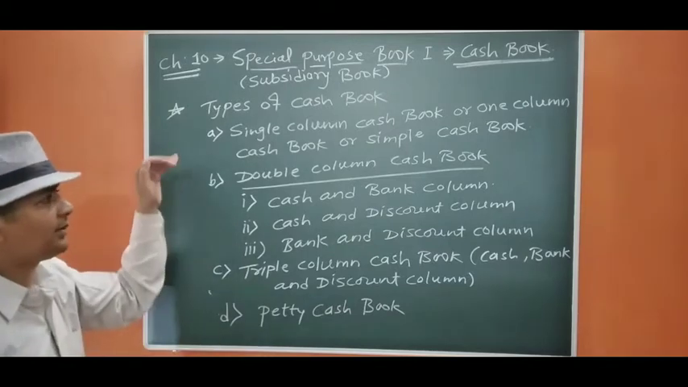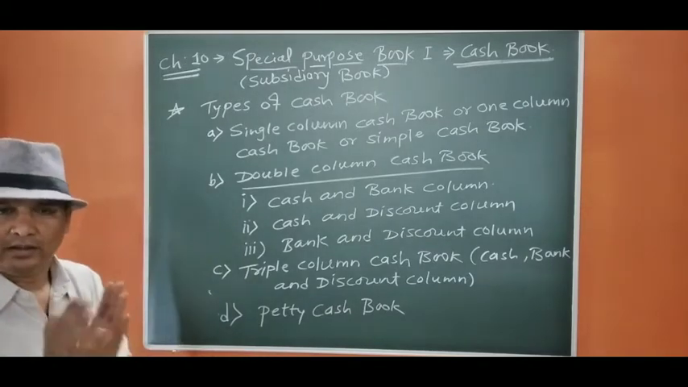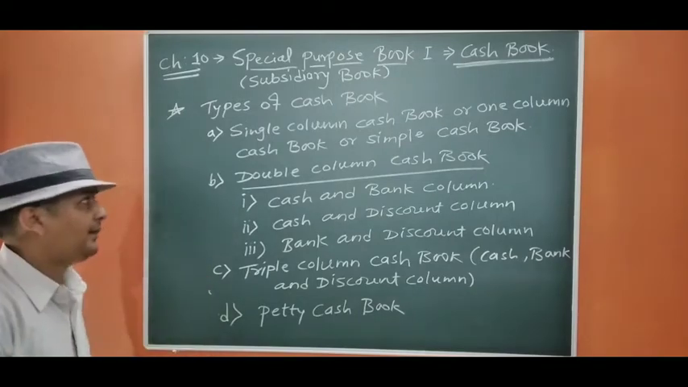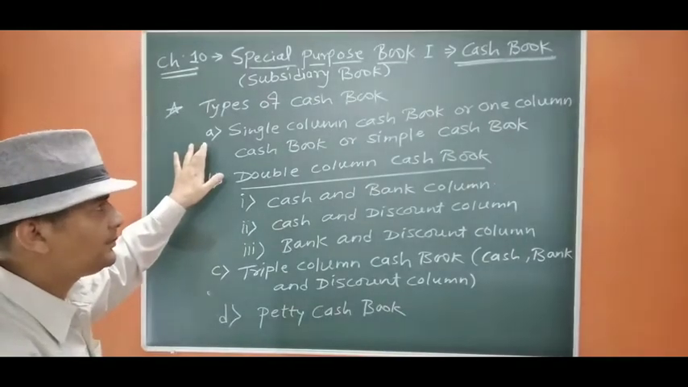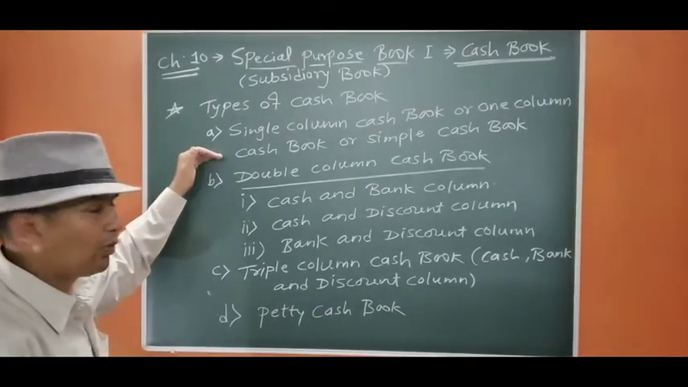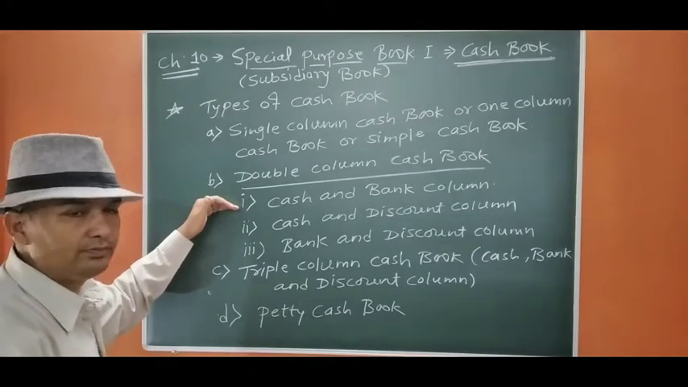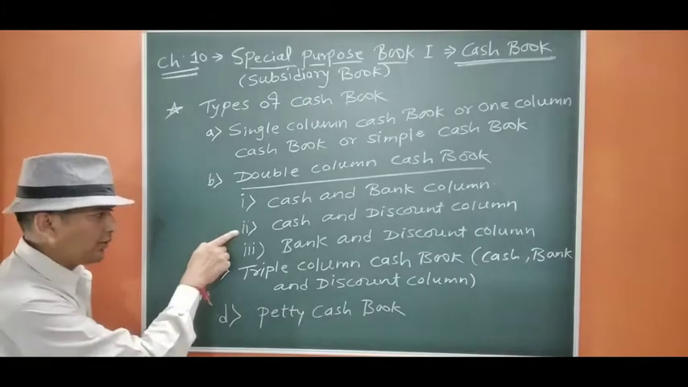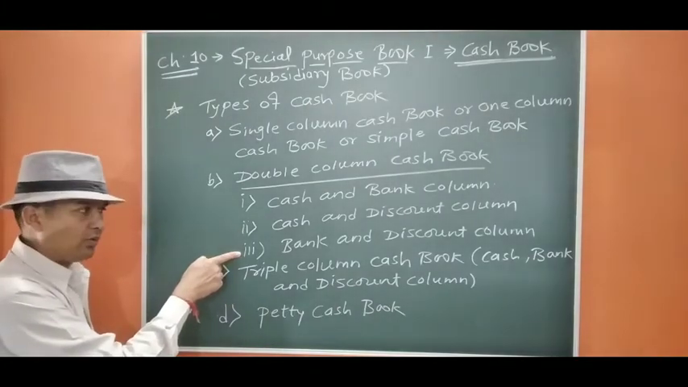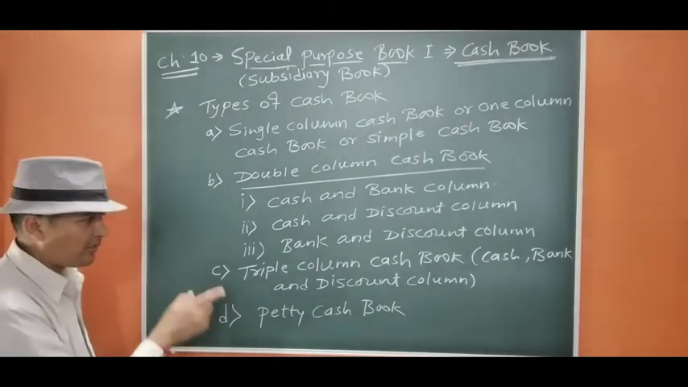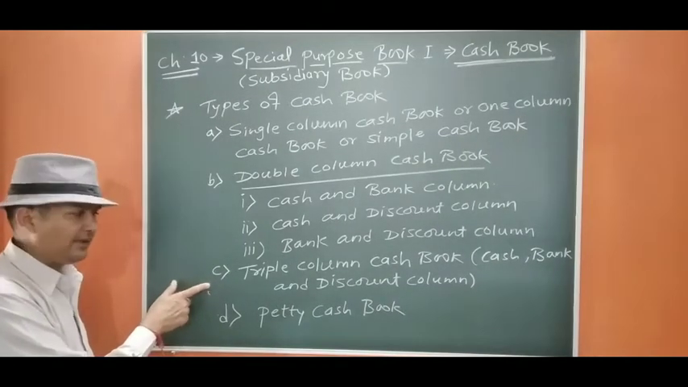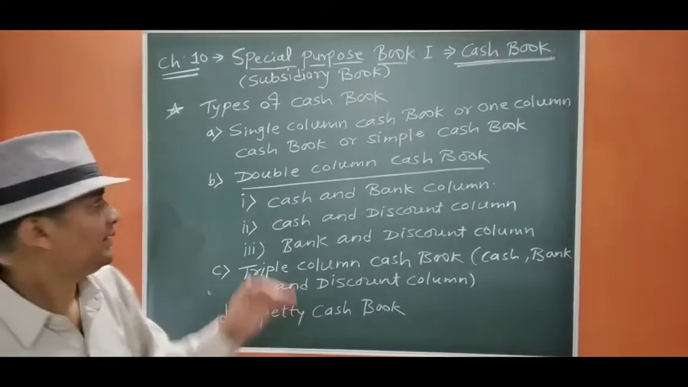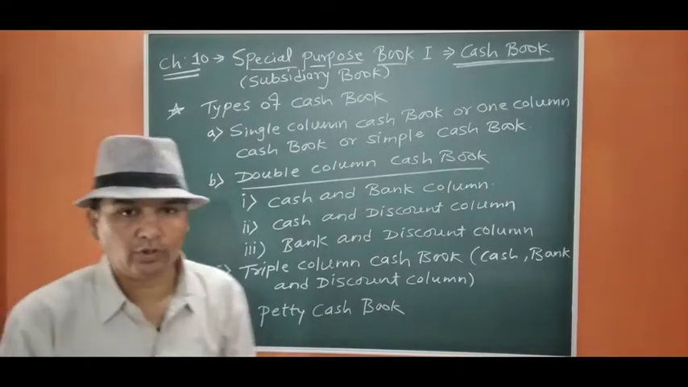Now we will discuss the main items of each and every part. The single column cash book is in our course. Cash and bank column, that is the double column cash book, is in our course. The others are not in the course of 11th. The petty cash book is there. So let us start.